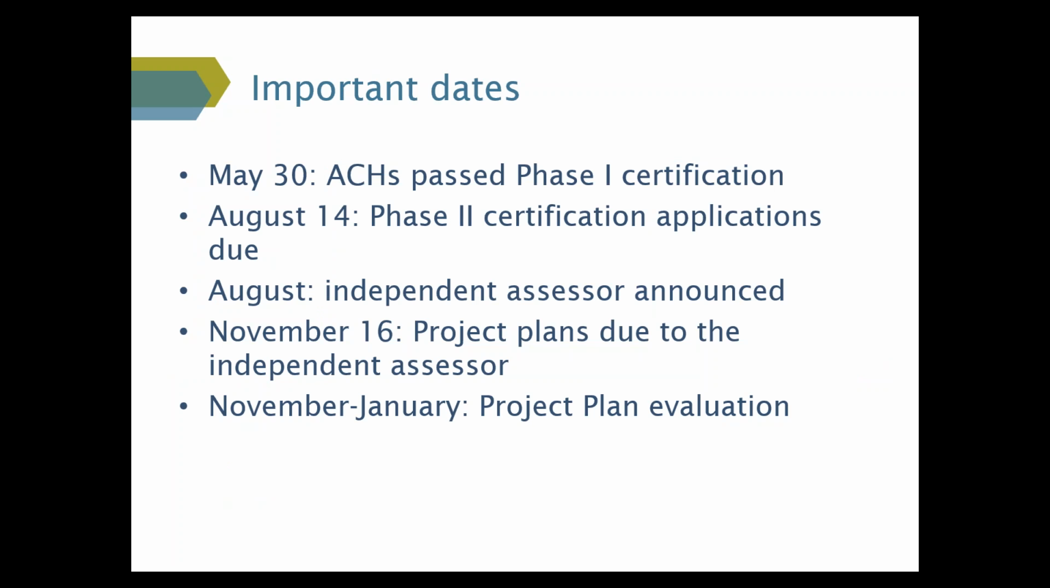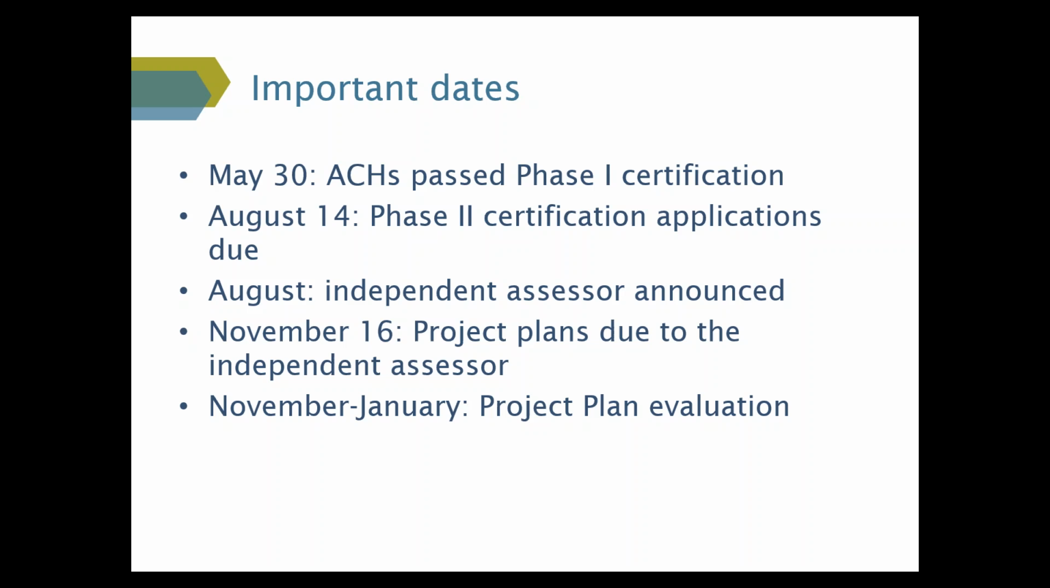As we had mentioned at the very beginning, ACHs have passed phase 1 of certification, and that had occurred last month. Their phase 2 certification applications are due August 14th. Mark had also mentioned that the August timeline is when we are anticipating announcing a successful bidder for the independent assessor. And again, that November 16th deadline for project plan submissions, and we would be having the independent assessor reviewing those from November through January.